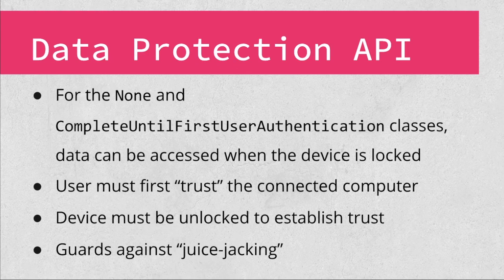For the 2 lowest classes, none and complete until first user authentication, data at rest can be decrypted when the device is locked, but there are some mitigations that prevent direct file system access from being trivial. When a device is connected to a computer over USB, the user must explicitly consent to trusting the computer before it can access the device. That trust can't be established while the device is locked, so a device with a strong passcode should be difficult, if not impossible, to gain data from in this fashion.